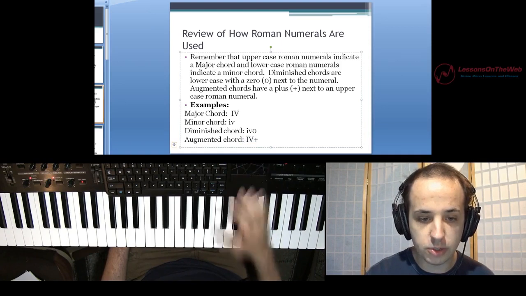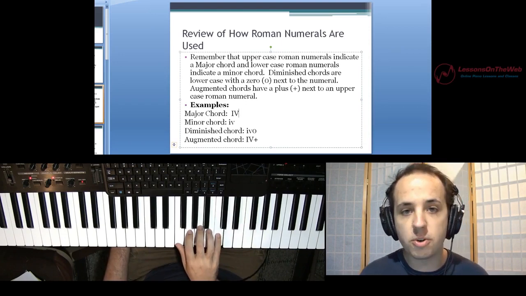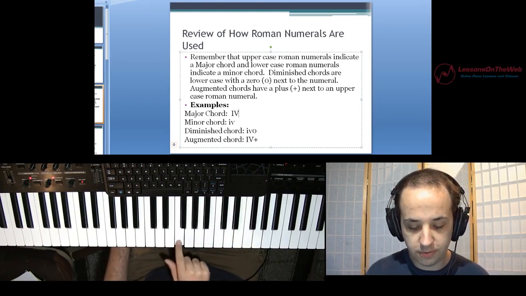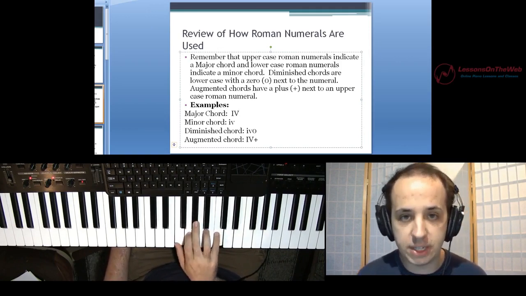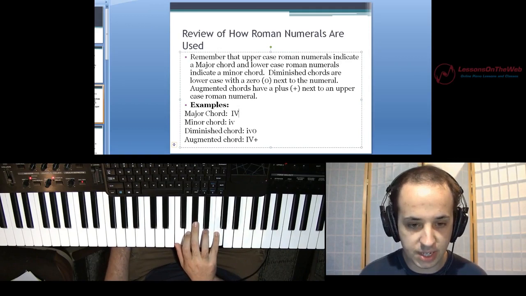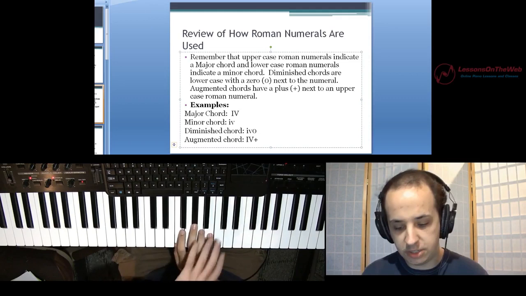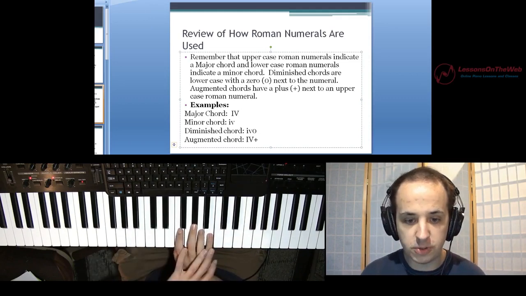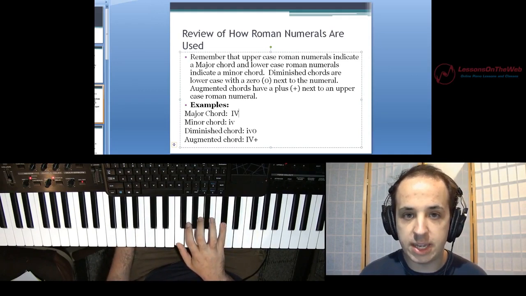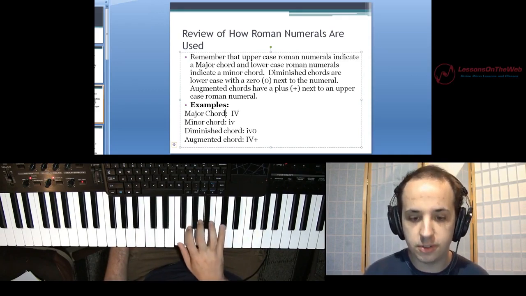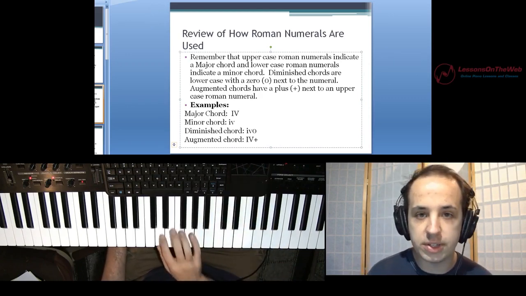So say we're in C major, this indicates that we're playing a major chord built on the 4th note of the scale, 1, 2, 3, 4, Roman numeral 4. A minor chord, if it was lowercase, would indicate this: F, A flat, and C. A diminished chord, which is the lowercase plus the 0, means that you're going to play a diminished chord built on the 4th note of the scale, and then an augmented indicates that you're going to play an augmented chord built on the 4th note of the scale. If it's a different number, like if it was a 2, it would be built on the 2nd note of the scale.